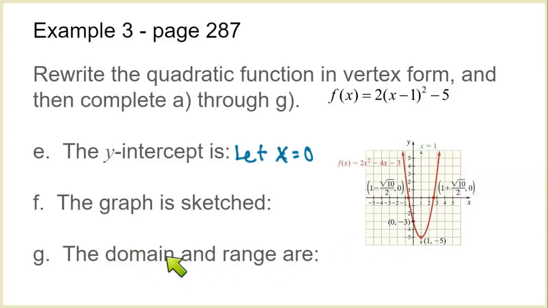As far as the domain and range is concerned, the domain is similar to the previous example that we did together. The graph, since it opens up, is going to continue to get wider and wider in both directions, as the y values get larger and the x values get larger. So we say the domain is all real numbers, or from negative infinity to positive infinity. And the range, well, the lowest part of the graph is -5, and then it just keeps increasing from there. So we would say that it goes from -5 to positive infinity, with -5 being included.